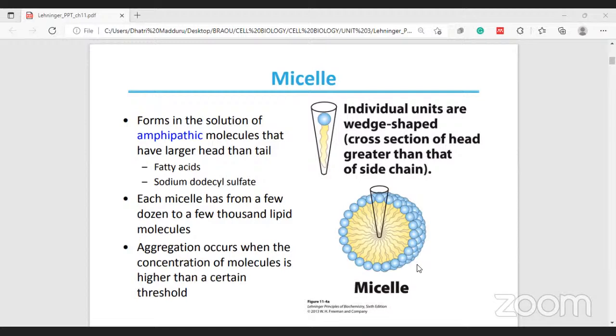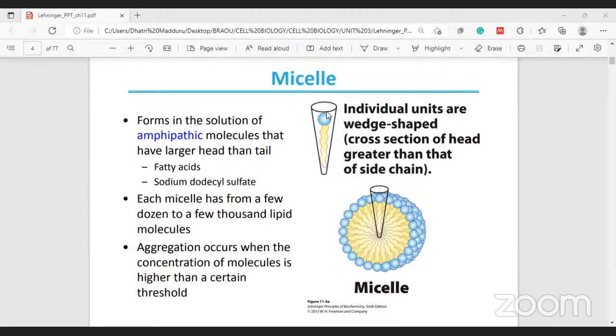In this we can have a few dozen lipid molecules or a few thousand lipid molecules. This aggregation occurs when the concentration of lipid molecules is higher than a certain threshold. There will always be a threshold. For anything, if the concentration is more than the threshold, then it can form aggregation. They are wedge shaped. If you see individually, they are like a wedge. Wedge means the upper portion is wider and it becomes narrower toward the bottom portion.